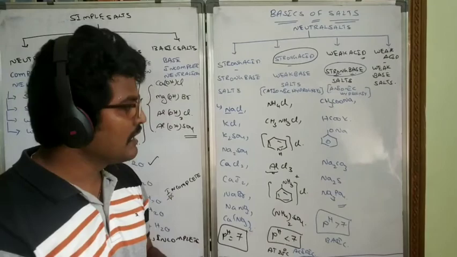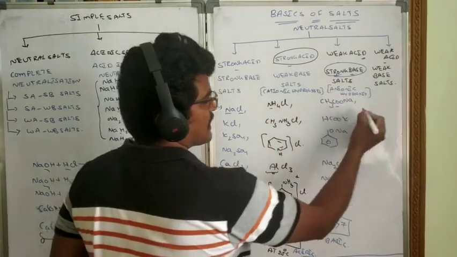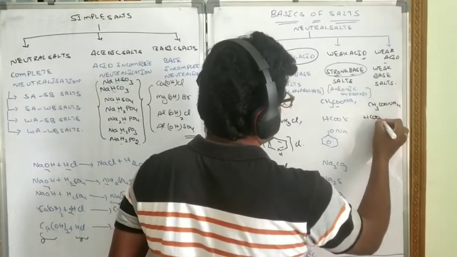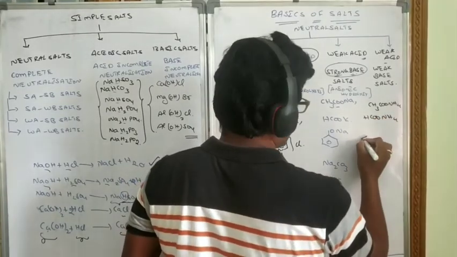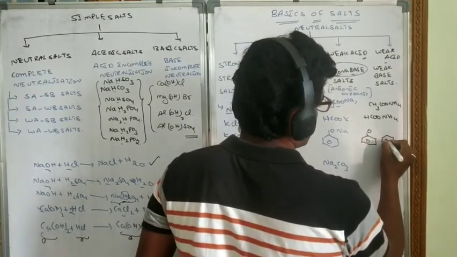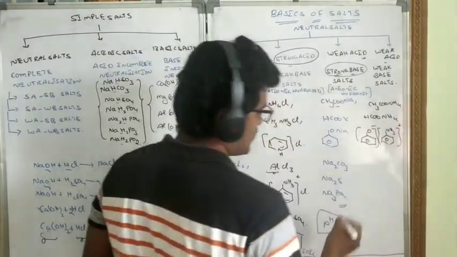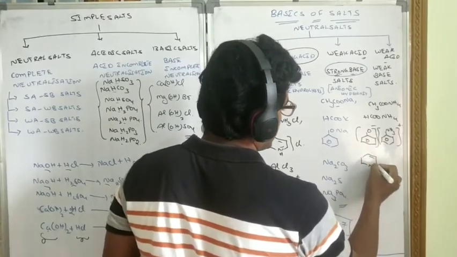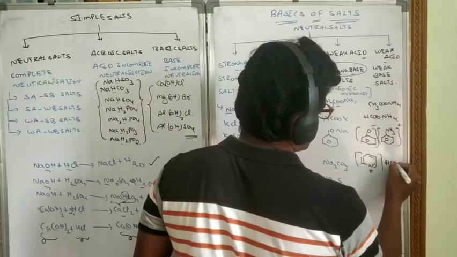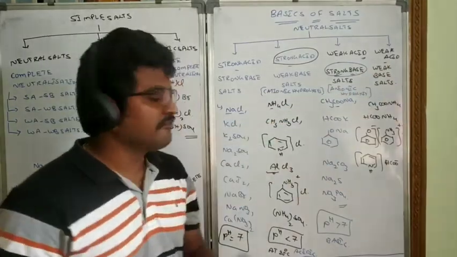Finally you see weak acid weak base salts. Weak acid weak base salts, here you can take CH3COONH4 or HCOONH4, or C6H5NH3+ with HCOO-, pyridinium formate. This will be minus and this will be plus. Like this we will be having the weak acid and weak base salts.